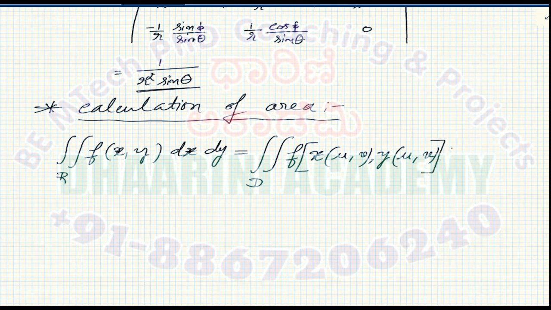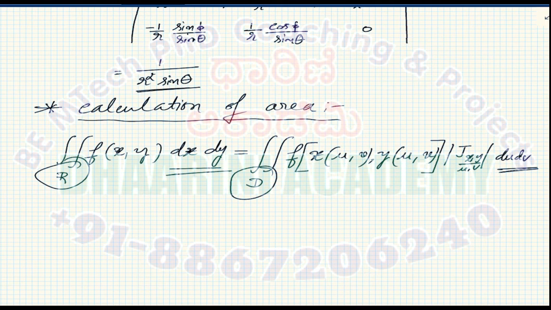Then I am supposed to write the determinant of the Jacobian, that is, partial of x comma y over u comma v. Then I write du dv. So this is the equation. Now you see that dx dy are replaced by du dv. The region of integration R will be replaced by D. Still it will be a double integration.